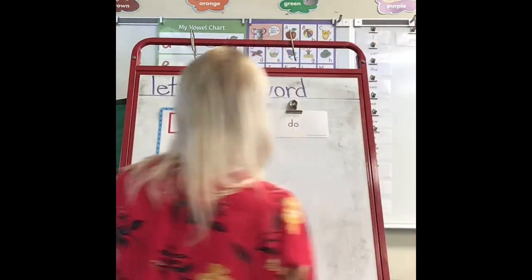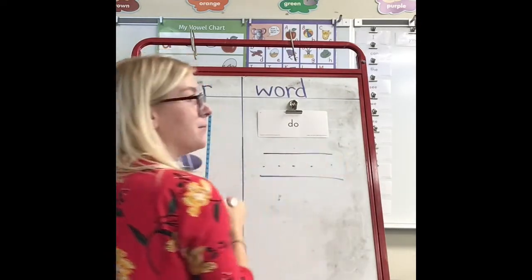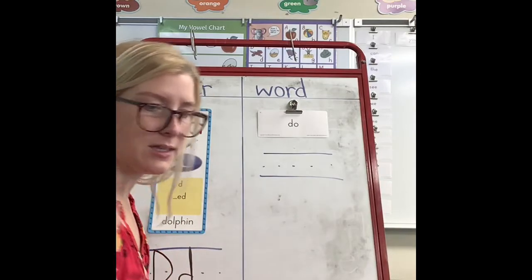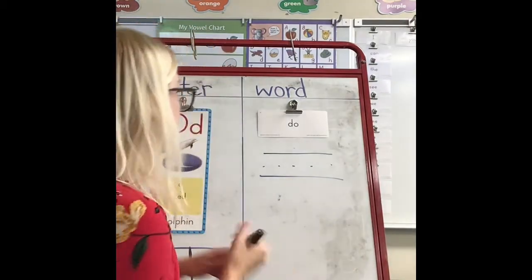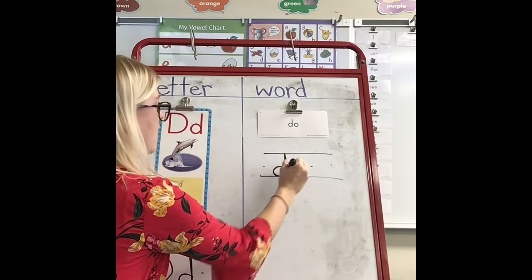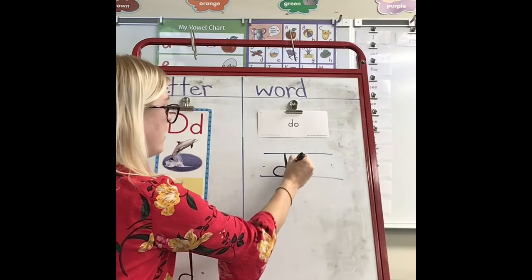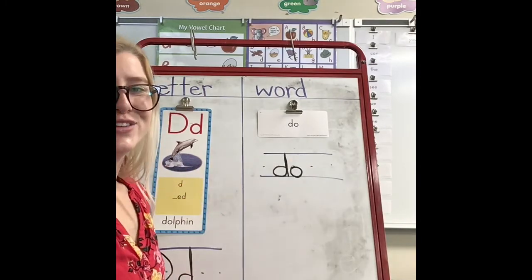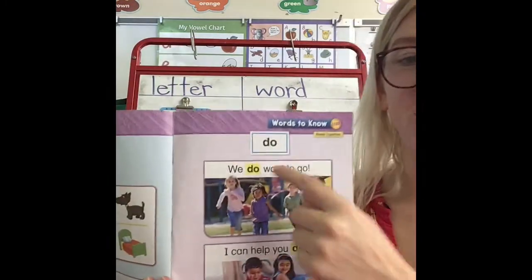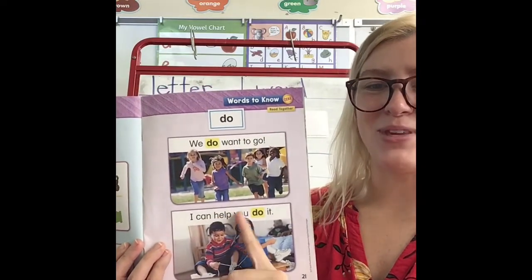Now let's write the word do. The word do starts with a tall lowercase d. So it's going to go all the way to the top line. We go around, up, and down for our lowercase d. Lowercase o goes around. This is the word do. We might use the word do like this. We do want to go. I can help you do it.